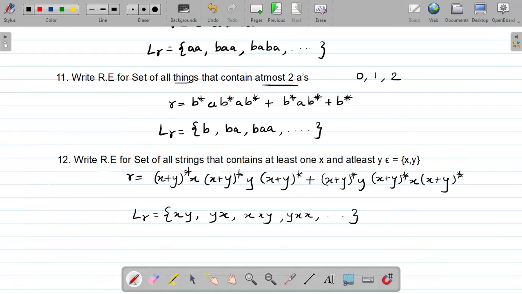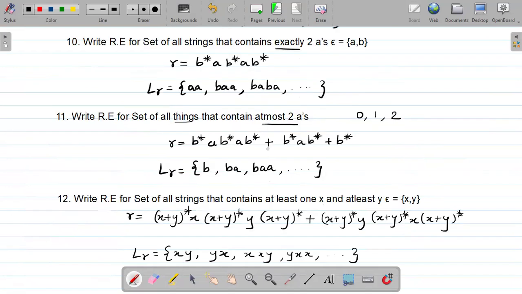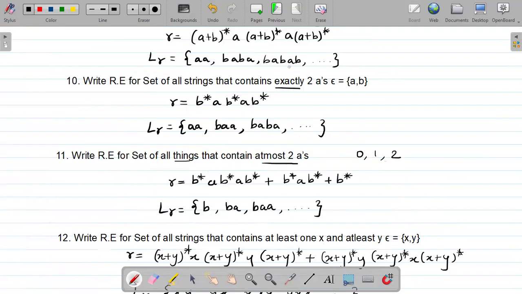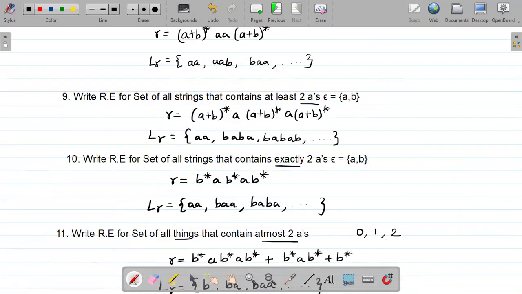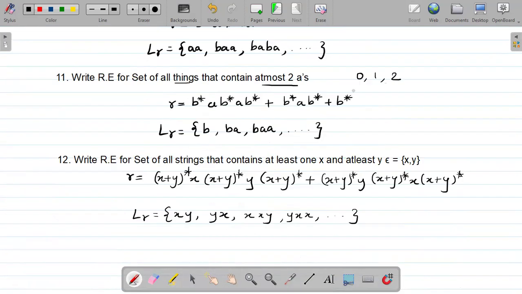So for the set of all strings that contain at least one X and at least one Y, that we have to take care of. Why are we doing this? Why are we taking all these combinations? Because of certain conditions like at least one X and one Y. In the previous case, at most, we have 0, 1 or 2. Then before that, exactly, so we have to take care of those two. Otherwise we can write (A plus B) the whole star, which will take care of all the strings. But these conditions will not be taken care of. So accordingly, we are supposed to write the regular expression.